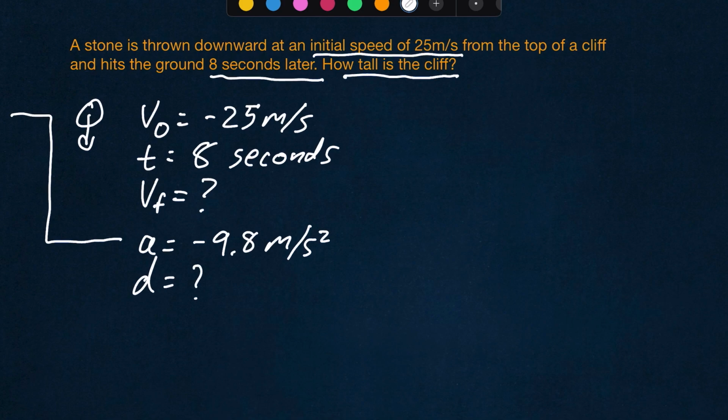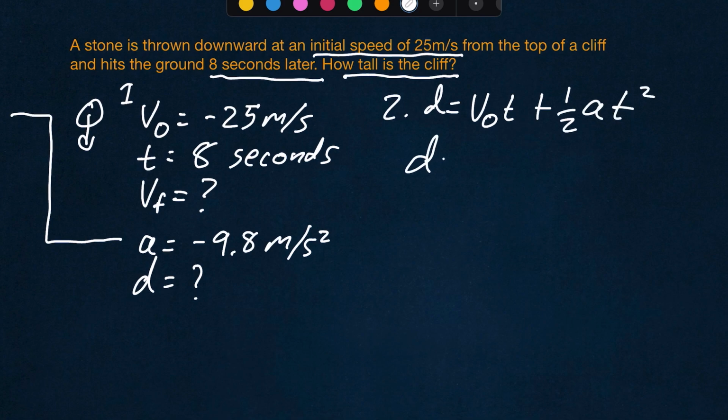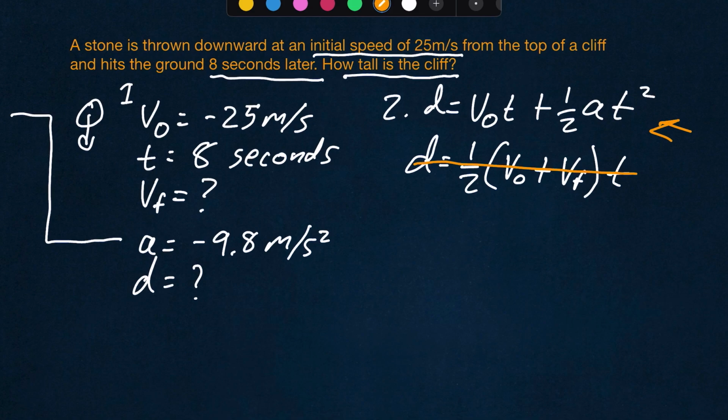So step 2 is to identify what formula we need to use. So there are 2 potential distance formulas we can use. The first one says that distance equals v initial times time plus 1/2 acceleration times time squared. Our second formula says d equals 1/2 v initial plus v final quantity times time. So we don't know v final, so we aren't going to use this second equation and we are going to focus on the first equation.